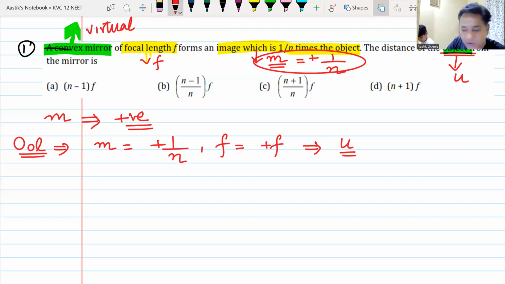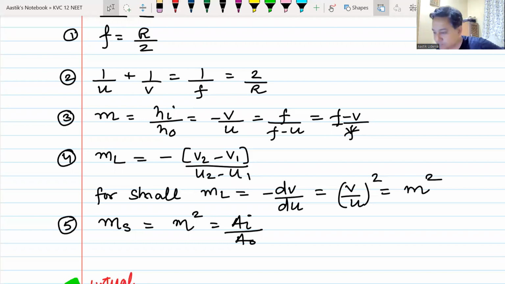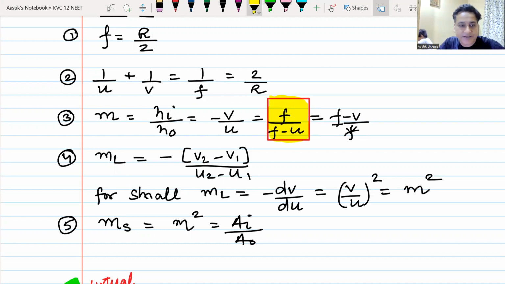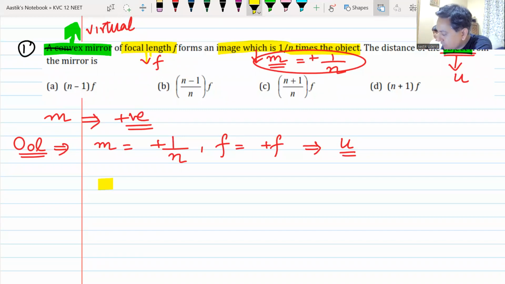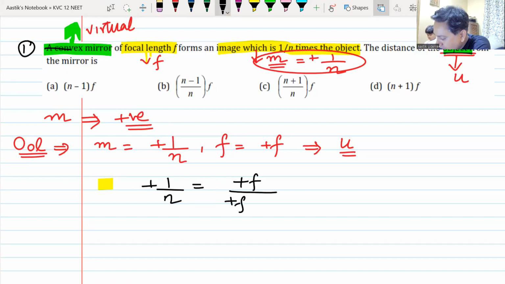You just have to put the straightforward formula. Which one? This one. If you can do it quickly, do you understand? Yes, sir. Put this formula and you will get your answer very quickly. So plus 1 by n will be equal to plus f upon plus f minus u.